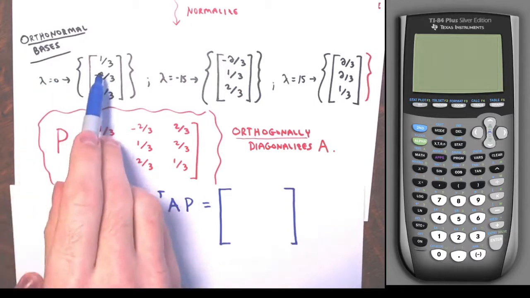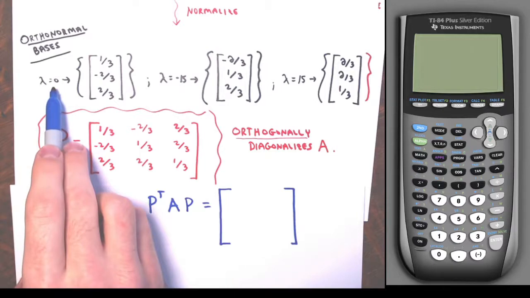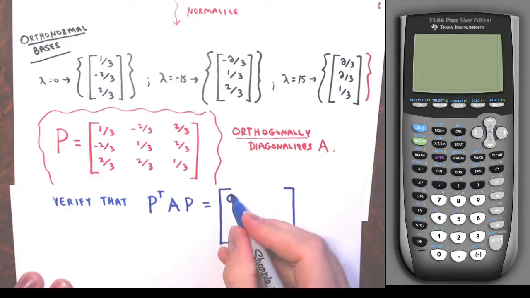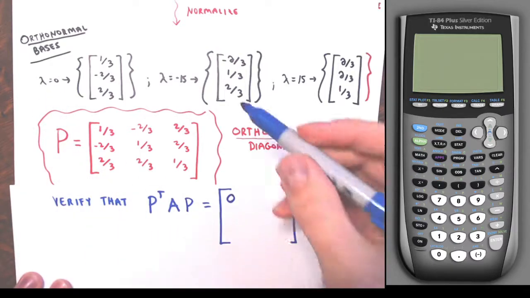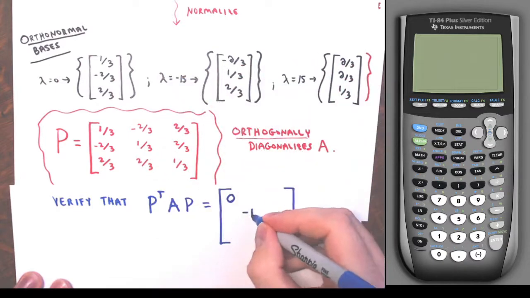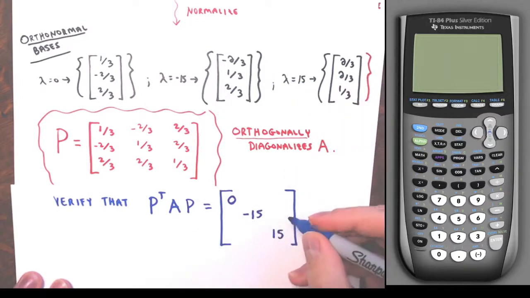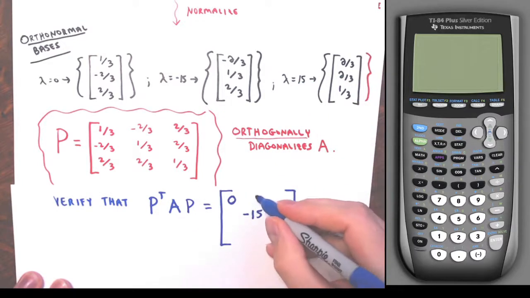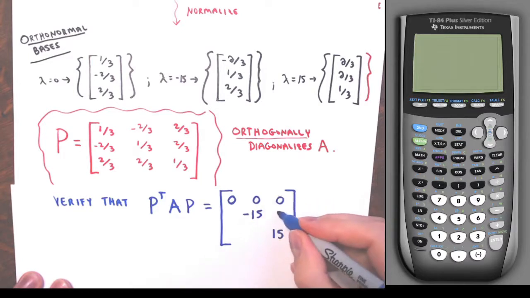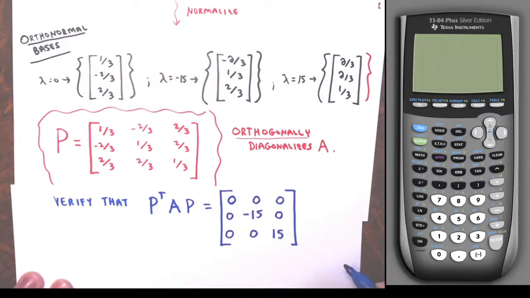So the first one came from the orthonormal basis for the eigenspace when lambda was 0. So 0 first down the main diagonal. And then the second column came when lambda was negative 15. The third column came from when lambda was positive 15. So I have that down the main diagonal and 0 everywhere else. Okay, and this is that matrix D that was being talked about.